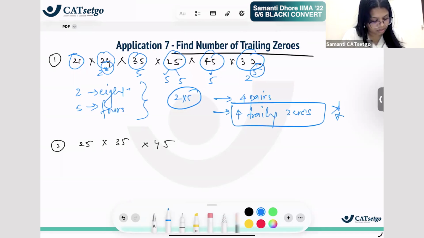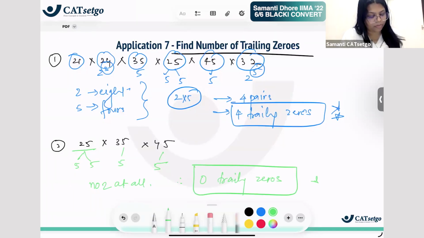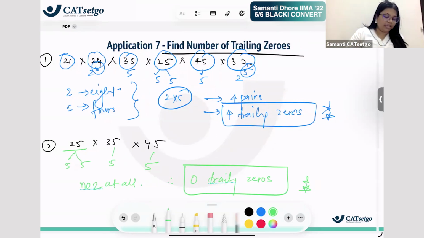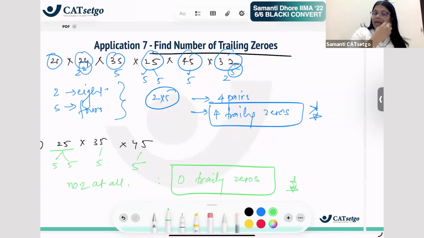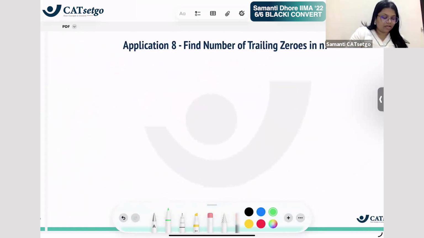This is your answer. Similarly here, you have 5, you have 5, you have 5. But you have no 2 at all. 2 है ही नहीं उसमें. Therefore, 0 trailing zeros. There won't be any trailing zeros in 25 into 35 into 40. Perfect है? सही है ना? तो इस तरीके से हम prime factorization का use करके we can find how many trailing zeros a product has.